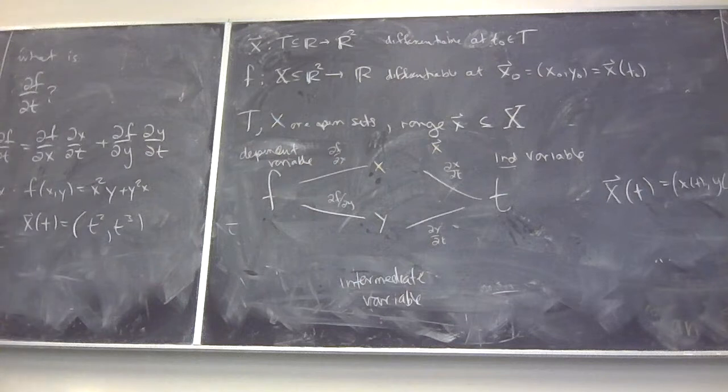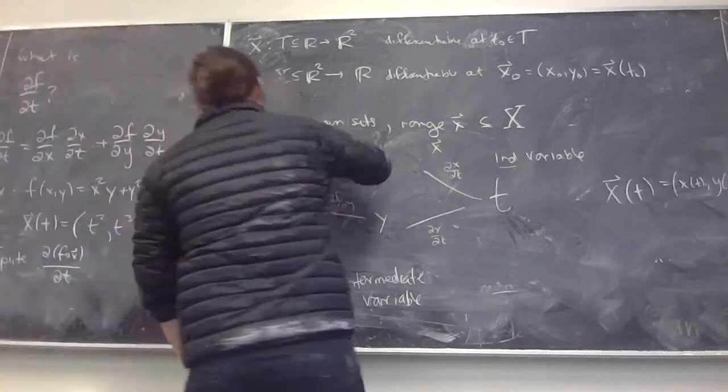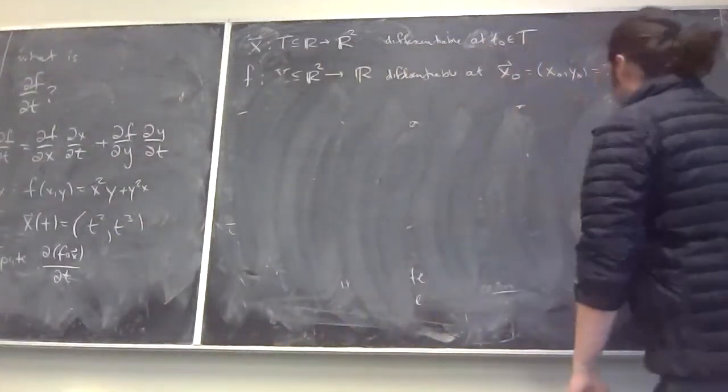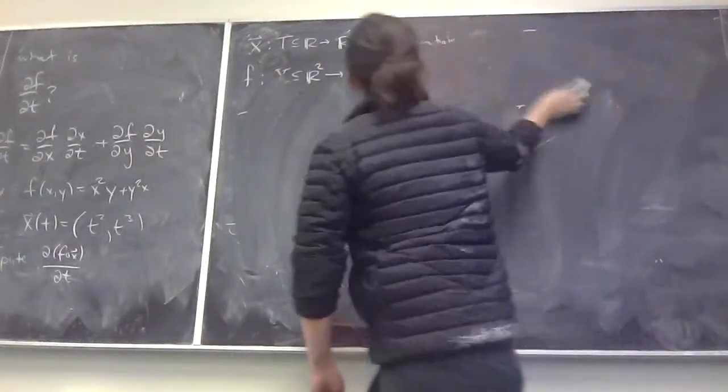I want to compute the partial derivative of f composed with x with respect to t. It's not really a partial, it's a full derivative, but that's what I want, right? I want to put this function inside that one and then compute the derivative with respect to t. So how do I do that?